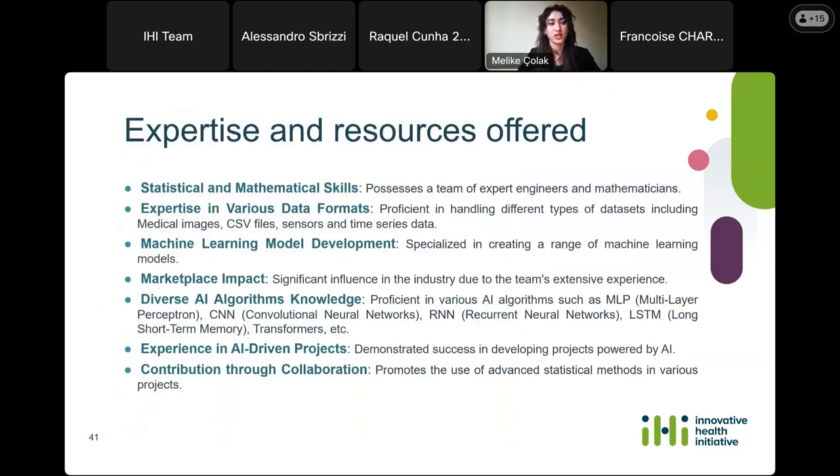So, what we offer: statistical and mathematical skills, a team of expert engineers and mathematicians; expertise in various data formats, proficient in handling different types of data sets, including medical images, CSV files, sensors, and time series data. Machine learning model development: we are specialized in creating a range of machine learning models, and the marketplace impacts significant influence in the industry due to the team's extensive experience and diverse AI algorithms knowledge. We are proficient in various AI algorithms such as MLP, CNN, RNN, LSTM, or transformers. And experience in AI-driven projects: we have demonstrated success in developing projects powered by AI. And the last one is contribution through collaboration, which promotes the use of advanced statistical methods in various projects. Next slide, please.